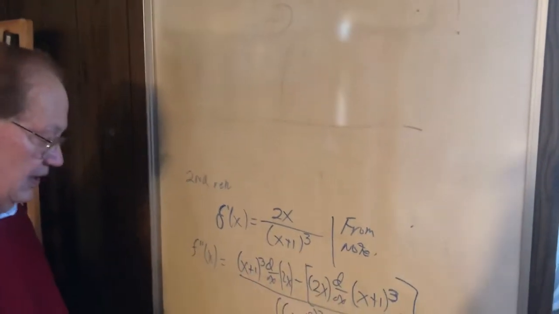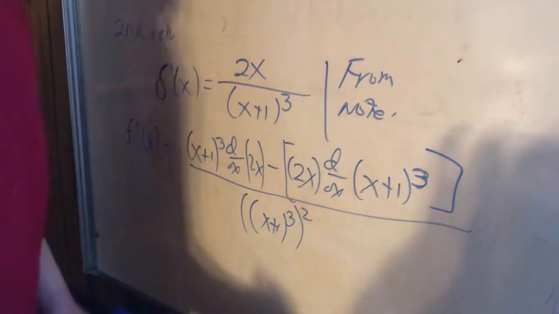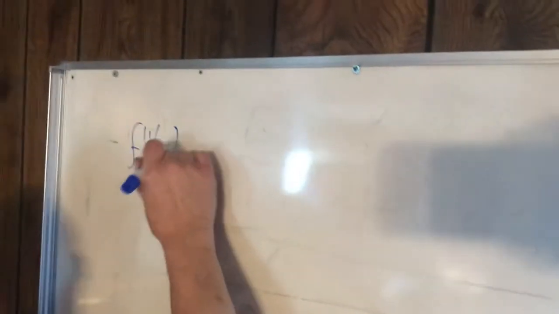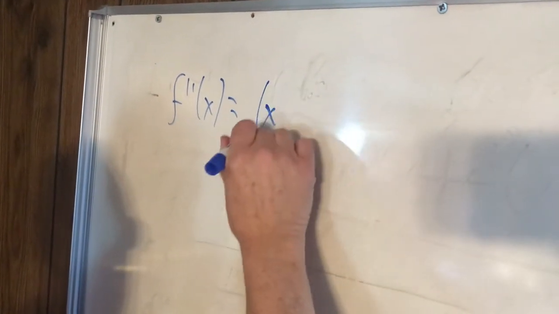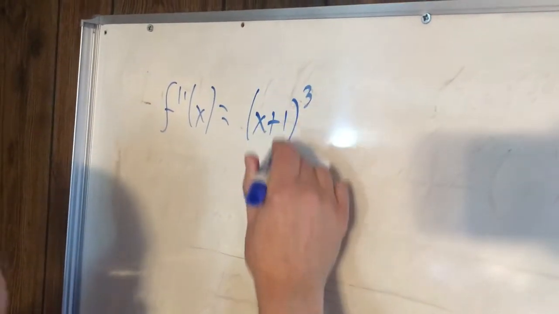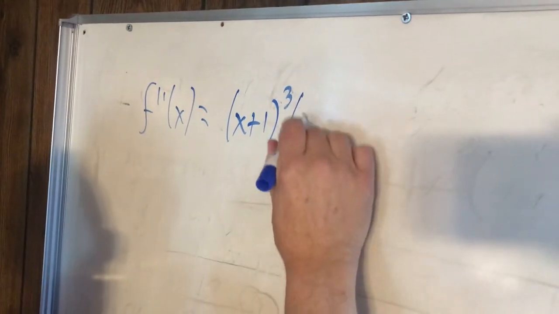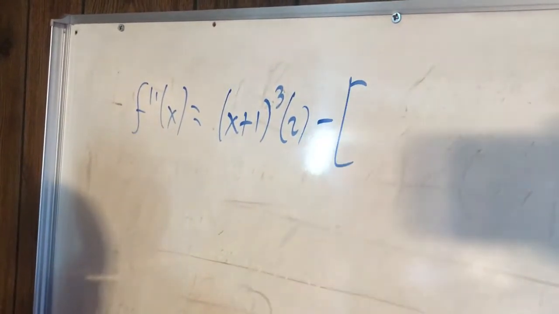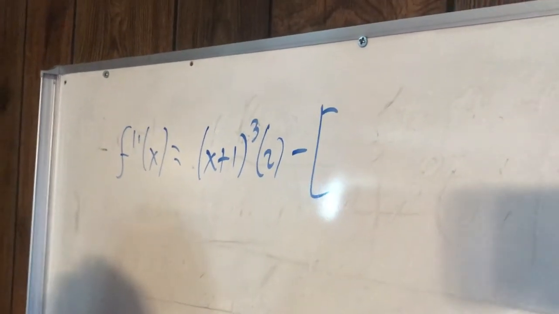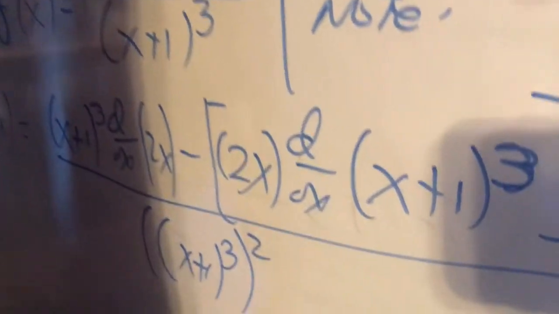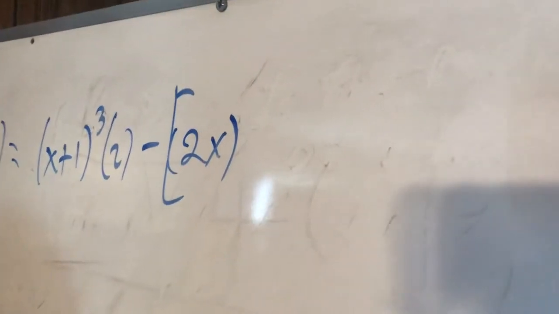So, let's take this f double prime of x, and x plus 3 to the third, x plus 1 to the third. The derivative of 2x is 2, minus, where am I? Down here, 2x. And this one is the chain rule.